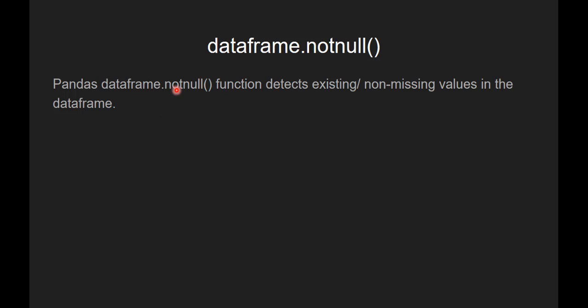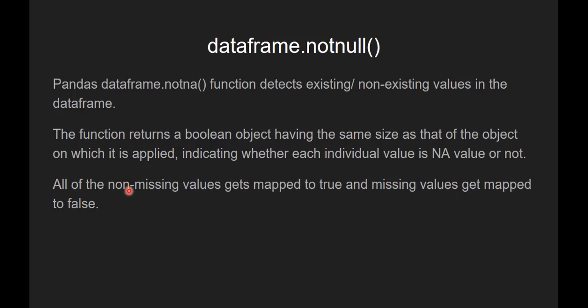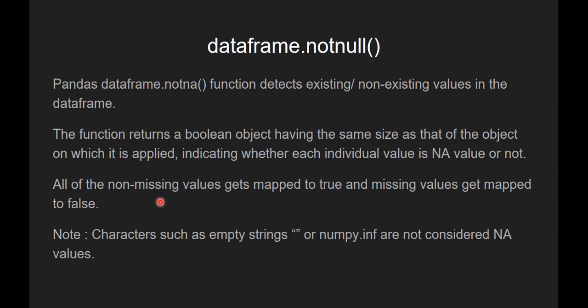Now the Pandas dataframe.notnull function detects existing or non-missing values in the data frame. The function returns a Boolean object having the same size as that of the object on which it is applied, indicating whether each individual value is an NA value or not. NA values are missing values. All of the non-missing values get mapped to True and missing values get mapped to False. In Pandas, characters such as an empty string or numpy.inf are not considered NA values.